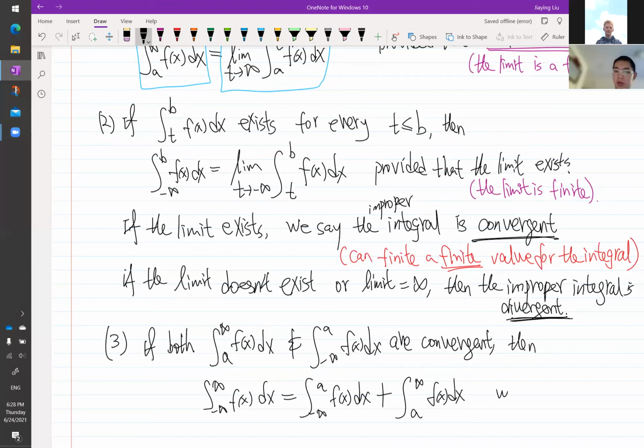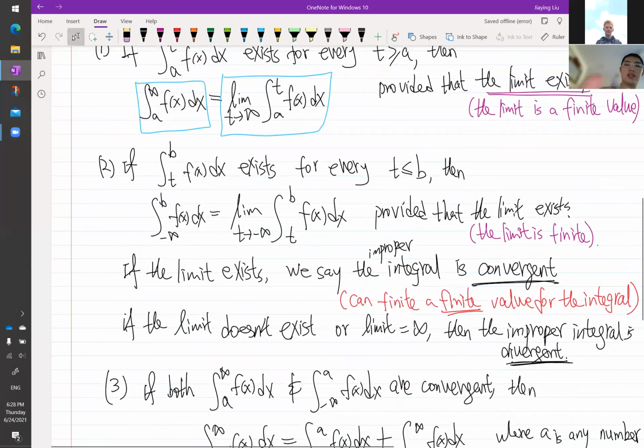A is any number. I'm just copying this from the book. You probably all get bored of me at this point. I'm almost done. A is any number. Okay, but I'm going to stop there.